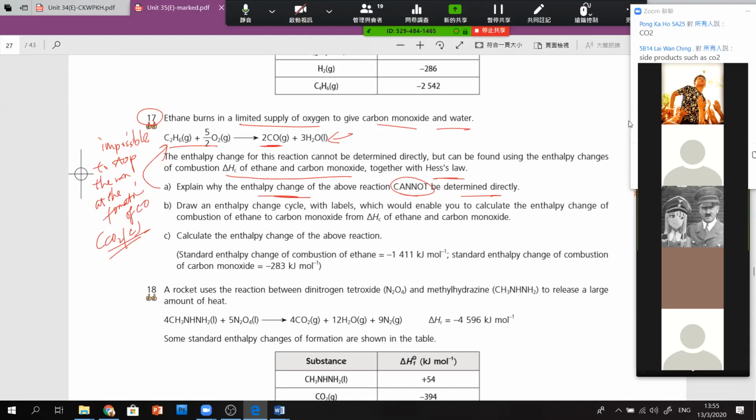So what is that? This is part A. And B, draw the enthalpy change cycle with labels which enables you to calculate the enthalpy change of combustion of ethane to carbon monoxide from these terms.